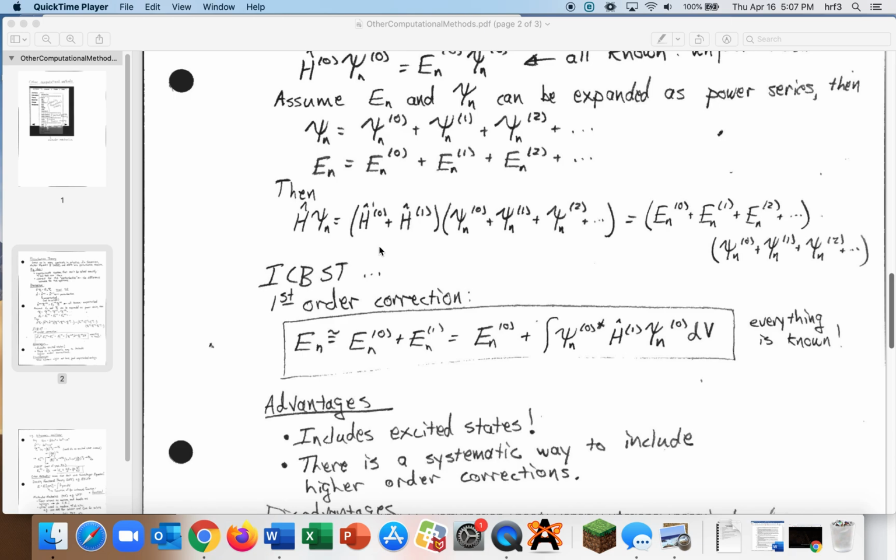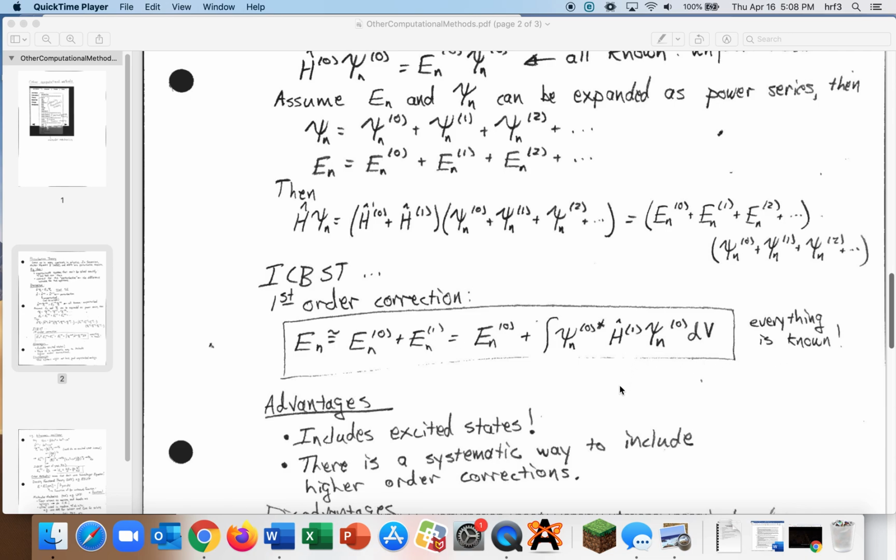Now I'm skipping some details in the derivation, but it can be shown that in the first order correction, the true energy is approximately equal to the unperturbed energy plus the first order correction, which is an integral over the unperturbed wave function, sandwiching the perturbation in the Hamiltonian. And the beauty of this is everything is known in this equation. So we can get our first order correction here.